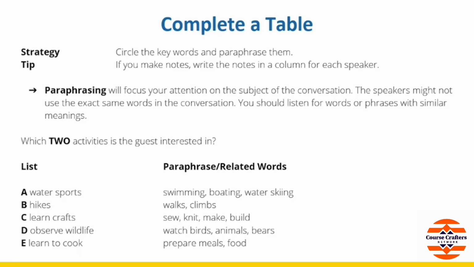listening recording. So for example, you have A, water sports. You might have a list A, water sports, but the speaker in the listening might say something like swimming, boating, water skiing. Also, you might have something like hikes, but the speaker might not mention the word hikes, but say walks and climbing. So you have to make sure you know how to hear these words with different words. And when you are given 30 seconds to prepare before listening, that's the thing you have to do. You have to try to paraphrase the answer choices you have and be ready to hear these ideas.